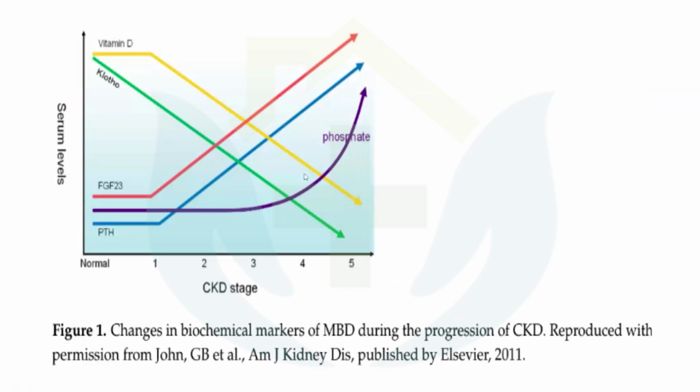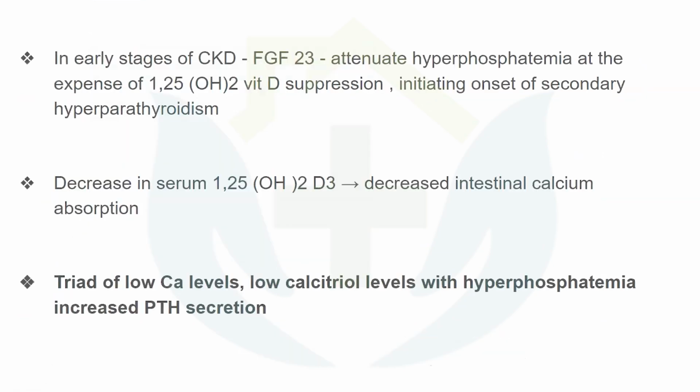a progressive decline in vitamin D and klotho levels, and an increase in FGF23, which is the earliest factor to rise, followed by a rise in PTH, followed by a rise in phosphorus levels. So in early CKD, FGF23 attenuates hyperphosphatemia at the expense of calcitriol suppression, initiating the onset of secondary hyperparathyroidism.